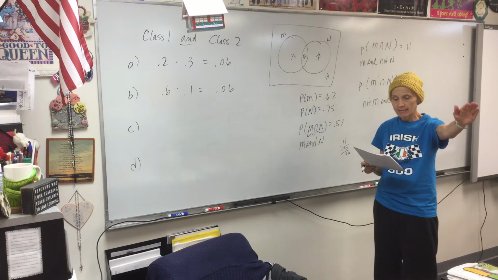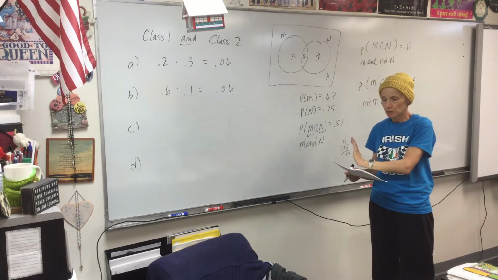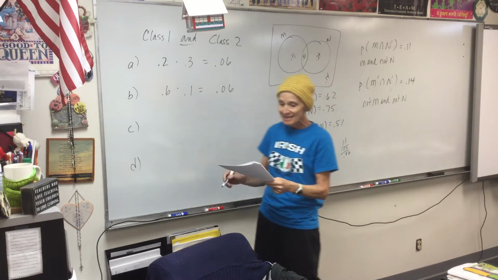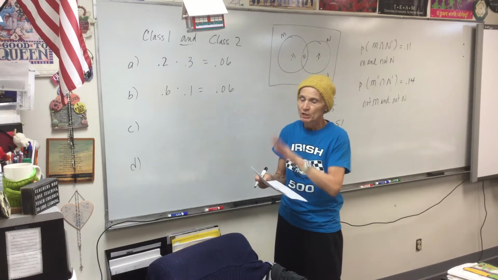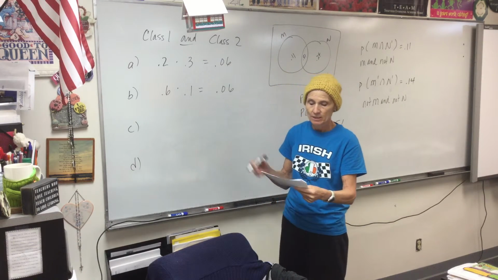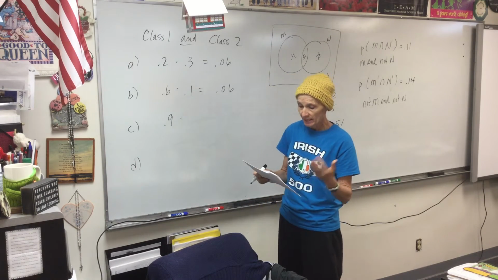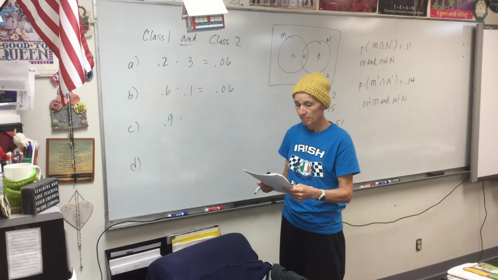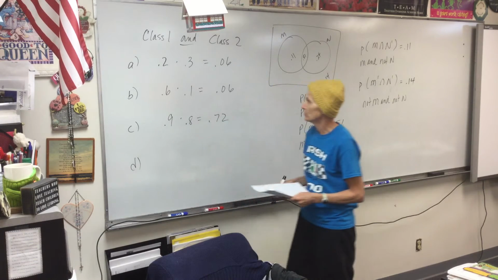First kid likes math, that's class 1 likes math, class 2 likes art. Neither likes science. So look at class 1. You want everybody but science. So that would be 0.9. And then in class 2, you want everybody but science. That would be 0.8. So that's 0.72.